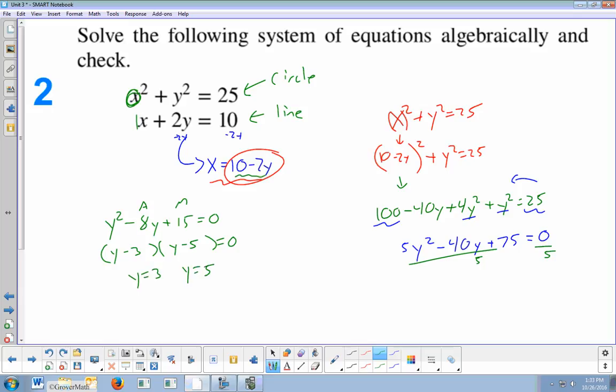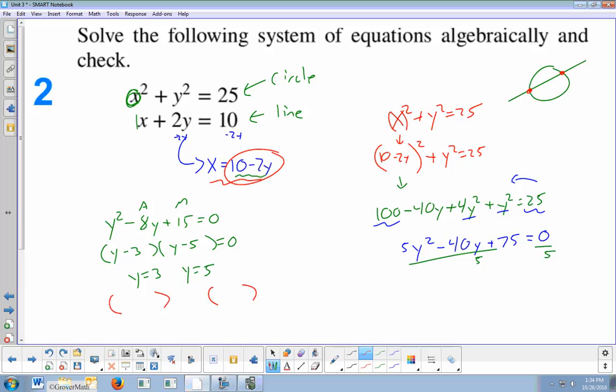So I get my y values of 3 and my y values of 5. Again, this is a circle and a line. And just as we did with the parabola on the line, a circle on a line could cross in two spots, which I think is going to be the case here, the fact that I'm getting two y values. Or it could be tangent to it, where it crosses once, or it could not cross at all. But in this case, I believe we're going to get two solutions here. And I found the y values of those solutions.